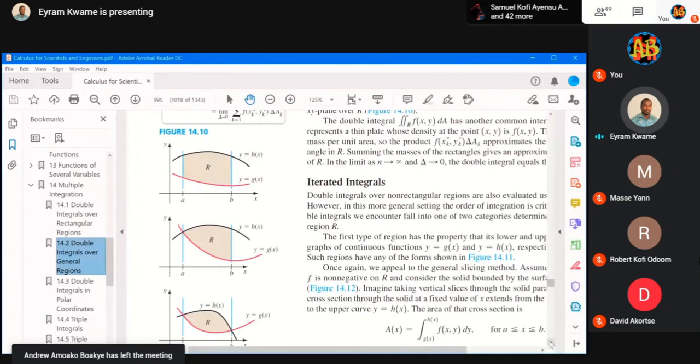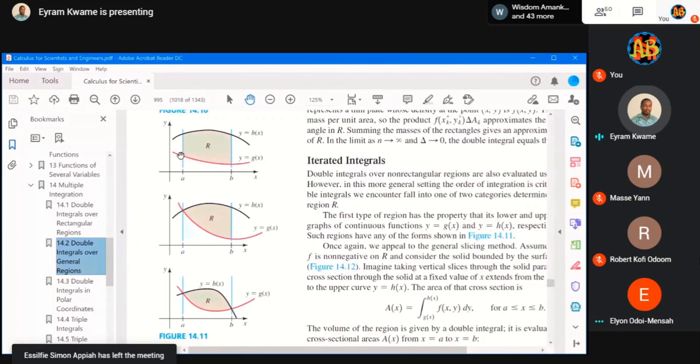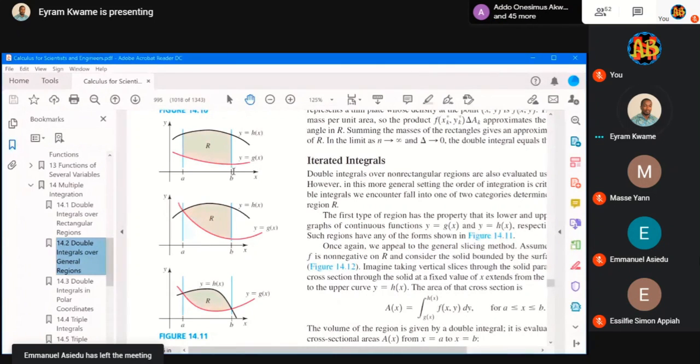So assuming I have a double integral to work on, if it has a function, then I know I'm working on the volume. If it doesn't have a function, then I know I'm basically just dealing with the area that is described here. So there are basically three possibilities. Assuming I have the region bounded by the curve g and then the curve h, then what I want to do is rewrite the integral.